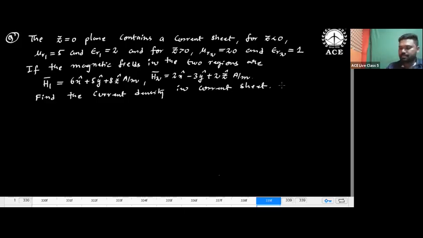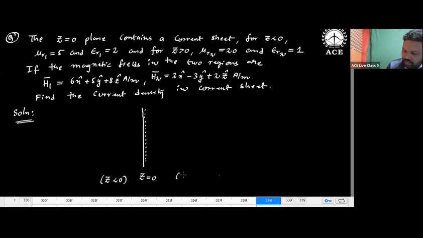Let me draw the diagram here. Some rough diagram I'll draw. So on the Z is equal to 0 plane, there is a current sheet. That means current is flowing on the interface. For Z less than 0, the medium is provided. For Z greater than 0 also, medium is provided. Here it is medium 1. Here it is medium 2. The fields are provided in these mediums.